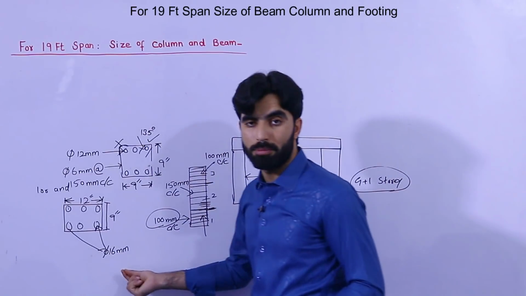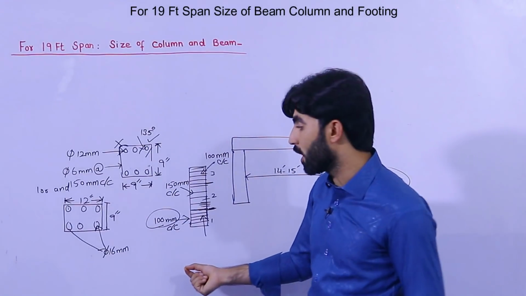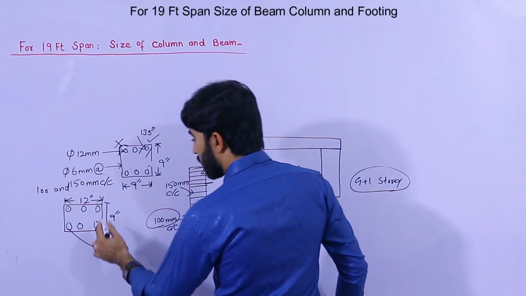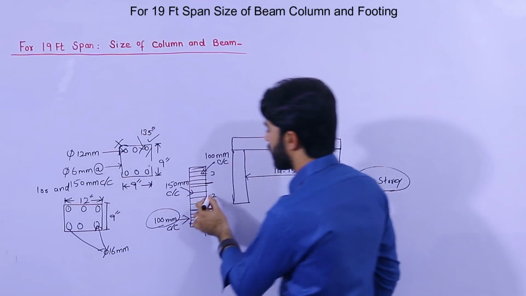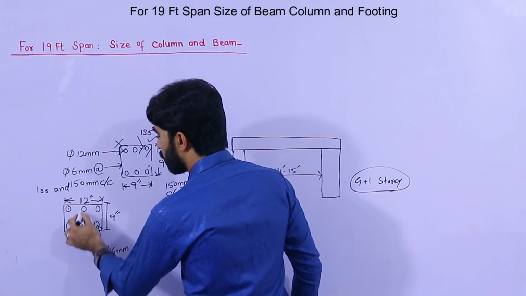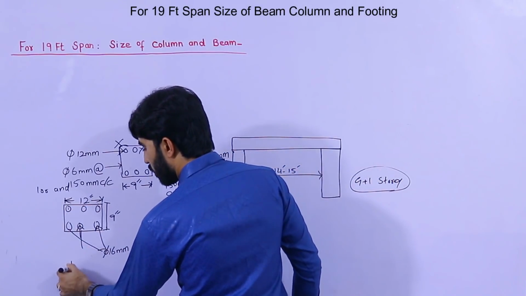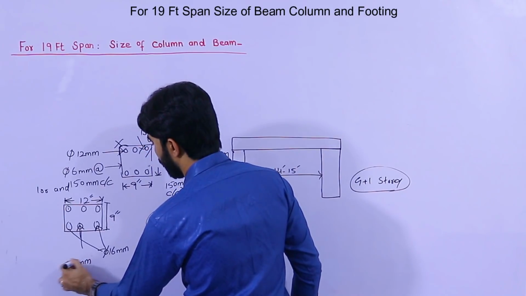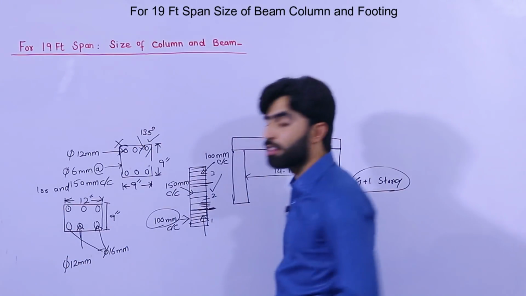It should be 16 mm for G plus 1 story. It will be safe, okay. And here, guys, the lateral tie spacing is the same as this one. But here, these two longitudinal bars' dia should be 12 mm. This is my recommendation. The structure will be safe in the future.